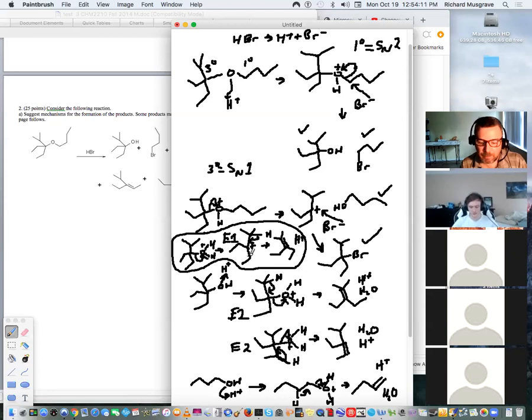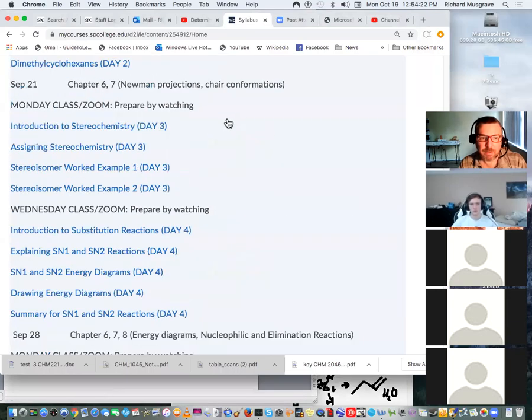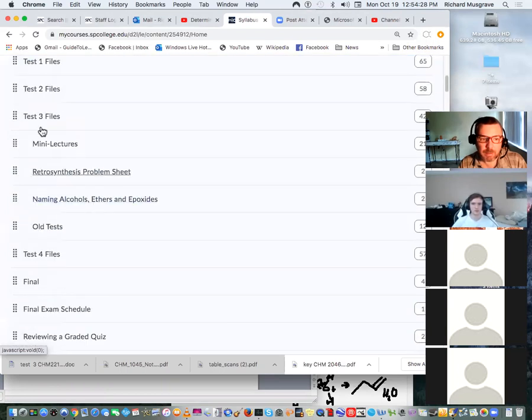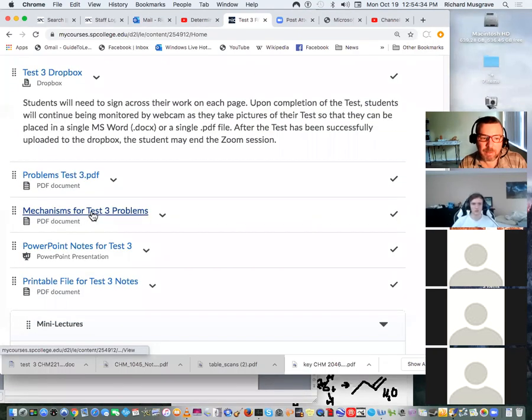In the blue book, I have practice for these, and the other day I got an email from somebody claiming that the reactions didn't have mechanisms. And what I want to point out again is that the mechanisms for everything in the blue book are in this file here, mechanisms for test 3 problems, in the same order as they appear starting on page 11 of the blue book file or problems test 3 file. So I'm going to go back and open that again.